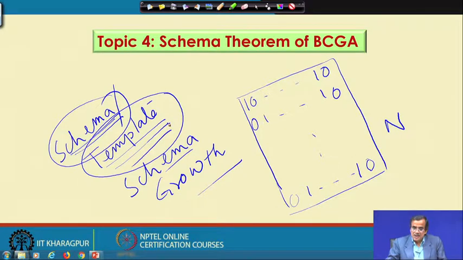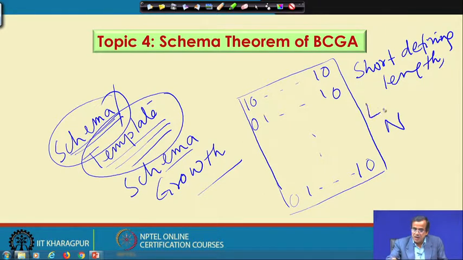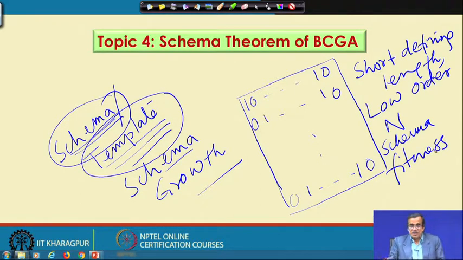From this expression we can come to one conclusion: if I have a schema which has a short defining length and low order, and if the average fitness of this schema is found to be more than the average fitness of the whole population, which is called the schema fitness, then there is a possibility that this schema will receive more and more copies as the iterations proceed.